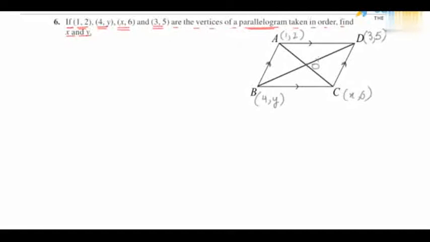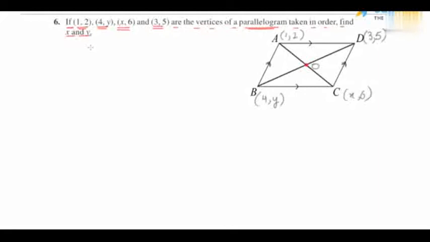What we will do? We know that in a parallelogram, the diagonals bisect each other. That is, at this point where they are intersecting, this is the point which bisects. That is, it will divide AC and also BD into two equal halves. So once we find the midpoint of AC, then we will find the midpoint of BD. That midpoint should be equal in both cases, and then we will equate the coordinates. So for that we will use the midpoint formula.